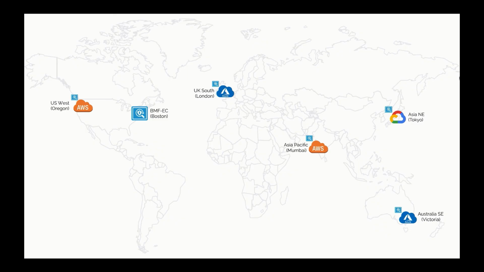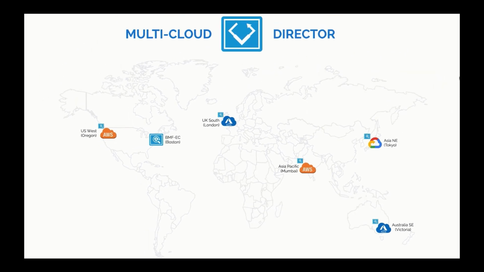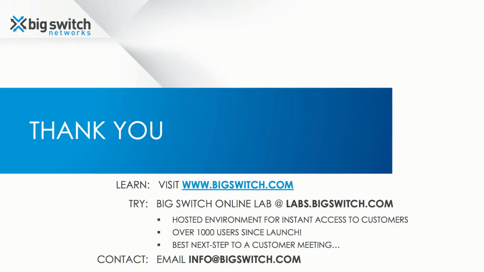However, many of our customers typically have deployments in multiple regions across public as well as enterprise clouds. Multi-Cloud Director is capable of managing all Big Switch controllers, whether in public or enterprise clouds, and offers a single pane of glass for enterprises' hybrid cloud deployment. For more information, take a look at Multi-Cloud Director product video.